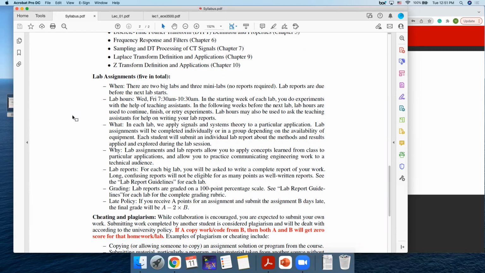Labs start this week, starting right tomorrow. You can attend either on Wednesday or Friday. Those will be repeated sections. Lab 1 is a pretty simple introduction to MATLAB, so I think you can finish the lab assignments in the lab session.